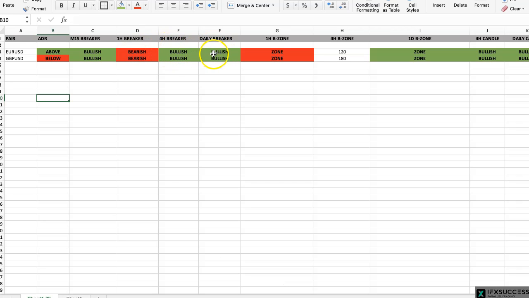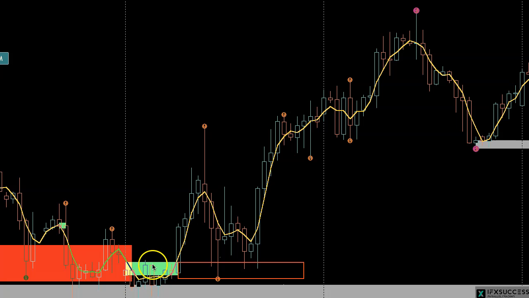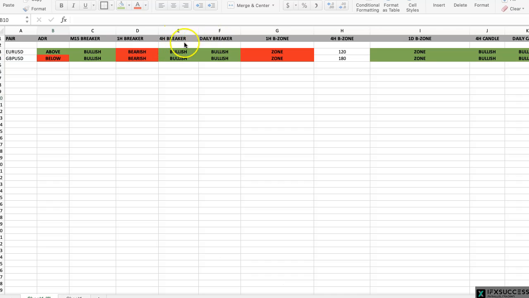So once you know that under the 4 hour you have a bullish breaker, this one will be green. What we're doing is looking for other bullish signals on either the 1 hour or 15 minutes, so that we can look for buying or selling opportunities, right? If we know that on the 4 hour and daily we are bullish, we are on an uptrend. So what we're looking for on the 1 hour and 15 minutes is buying opportunities, right? And over here we have the 1 hour, 4 hour, and daily zones.